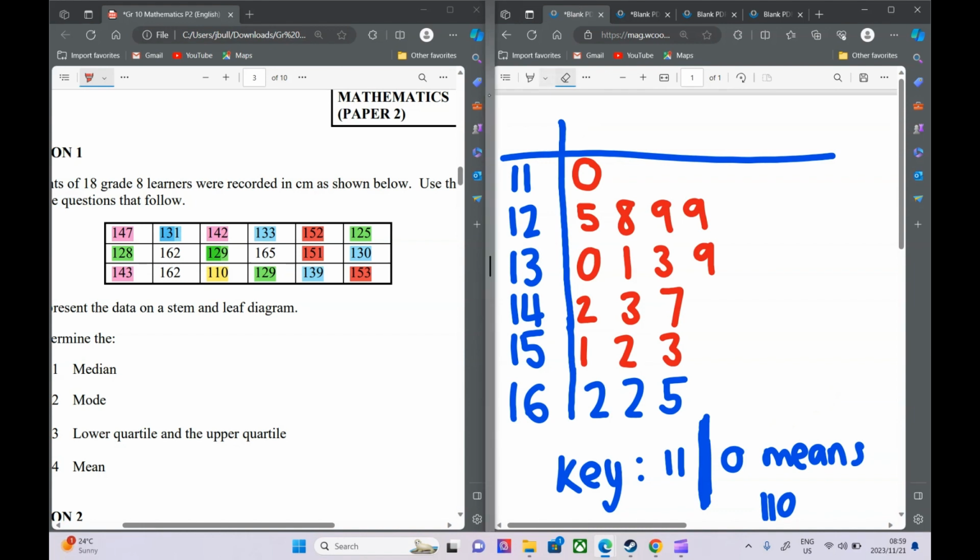So they say there are 18 learners here. So half of 18 is 9 is going to be in the middle. So let's just cancel out. So I'm going to cancel from the top, from the bottom, from there, from there, from there, from there, from there, from there. Okay, so our middle number is between 139 and 142.